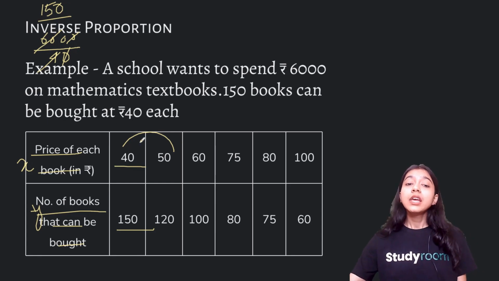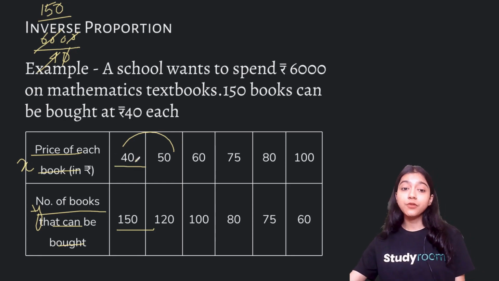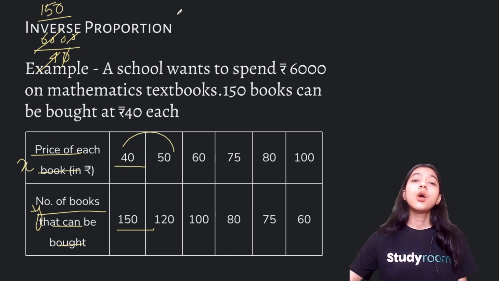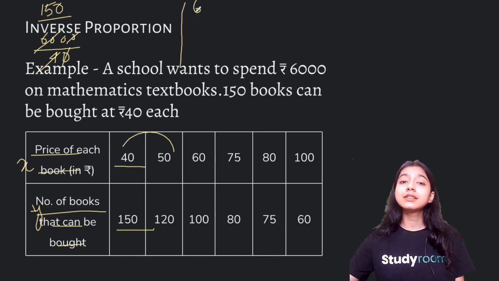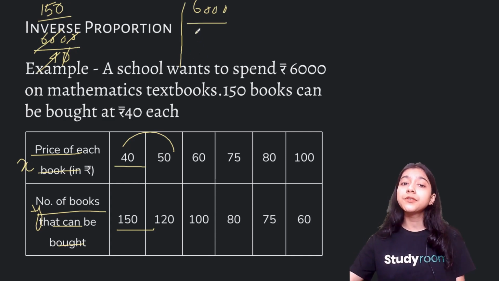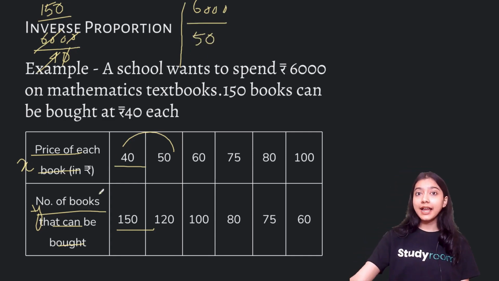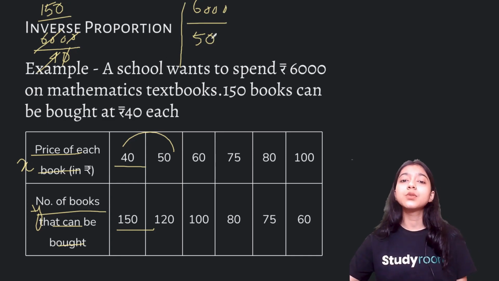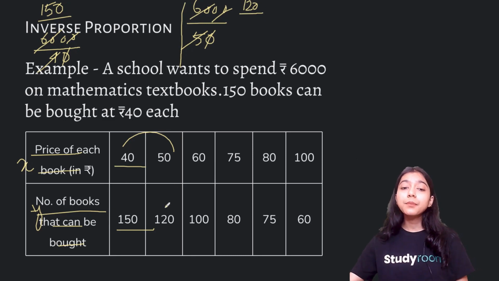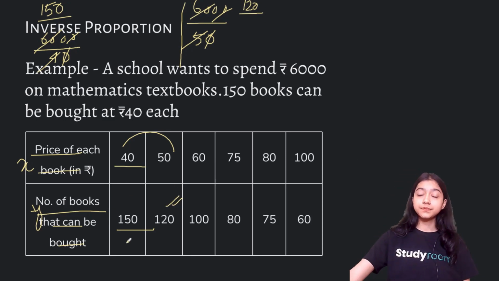Okay. So if I'm increasing the price of each book from 40 to 50, now how will I calculate the number of books? I have a total of 6,000 rupees and now the price per book is rupees 50. So the number of books can be calculated by dividing these two quantities. So when I divide it, 0 gets cancelled out with the 0. 5, 12 times is 60 and 0. So I get 120. That means if now the price is rupees 50, I can purchase 120 books.